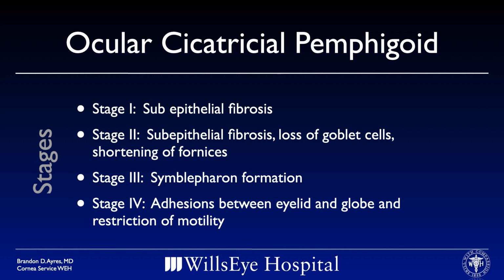The stages of OCP include a stage 1, where you'll just see some subepithelial scarring and fibrosis. Stage 2, you see the fibrosis as well as loss of goblet cells. Now, of course, you can't necessarily see the loss of goblet cells, but it can be detected if you're using something like impression cytology. But especially, you will notice the shortening of the fornices. So no symblepharon, but the fornix is starting to zip up.